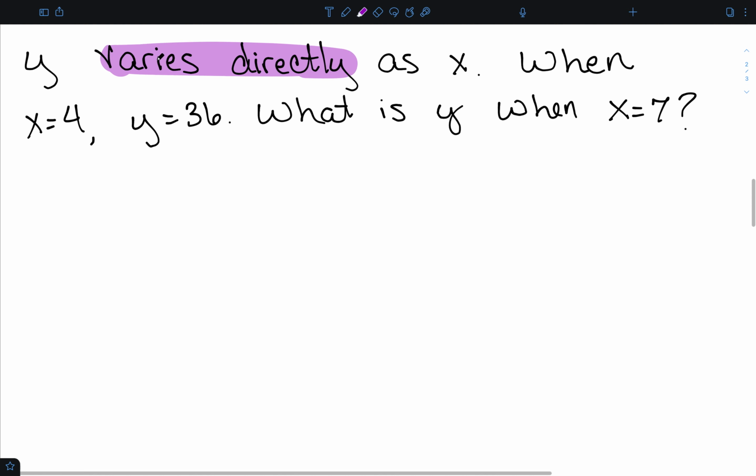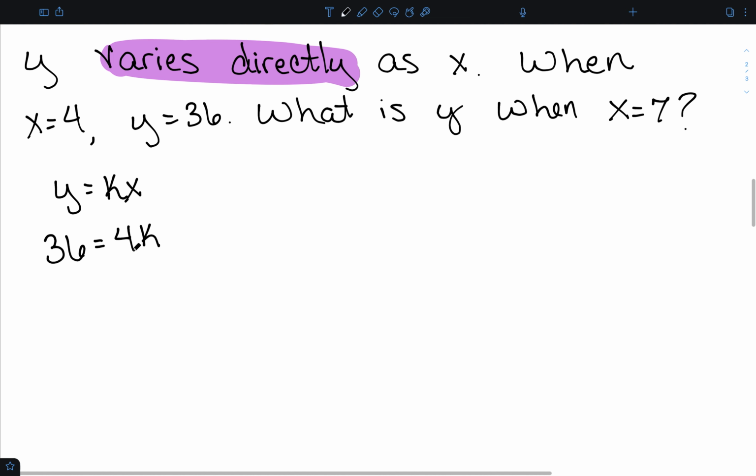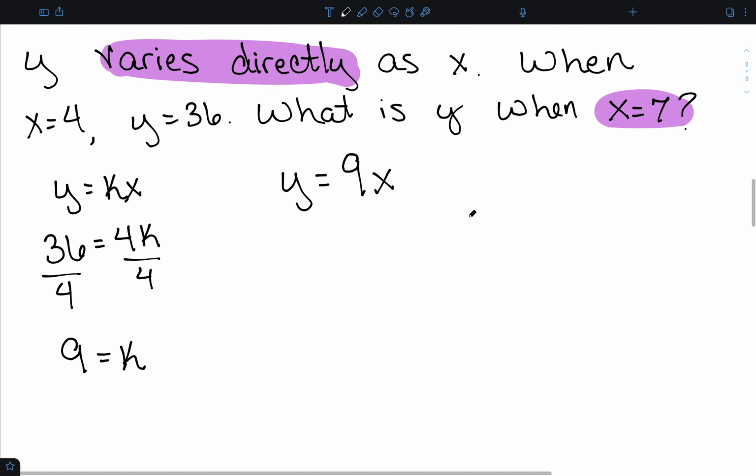The fact that this varies directly tells me that I have y is equal to kx. I know that y is 36 when x is equal to 4, so I know this is 36 equal to 4k. Dividing by 4 gives me that 9 is equal to k. So my actual equation for this situation is y is equal to 9x. I can then plug in 7 and get my solution of y is equal to 63.